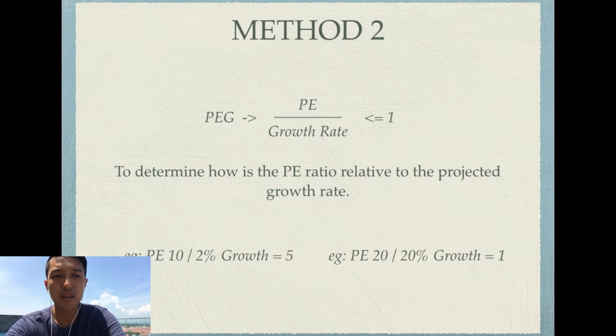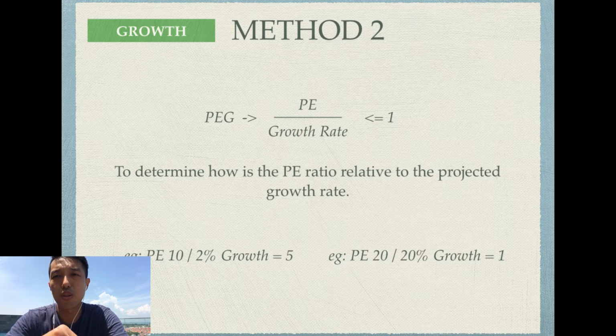A good example, let's say a PE of 10 and a growth rate of 2%, you're telling me the PEG is at 5. Compared to a company, let's say you have a PE of 20 and a growth on an annual compound rate of 20, you tell me the PEG is 1. So we actually want to look at companies with a lower PEG as well. For PEG, we are also using it on companies that are on a growth basis.